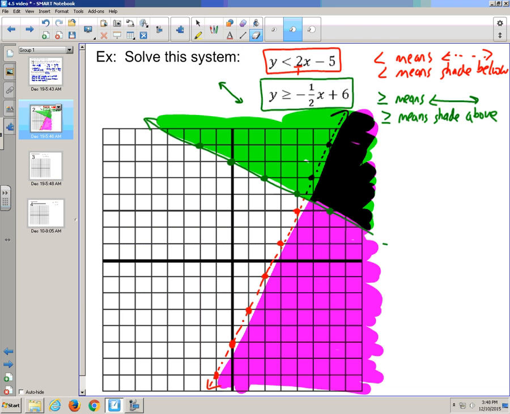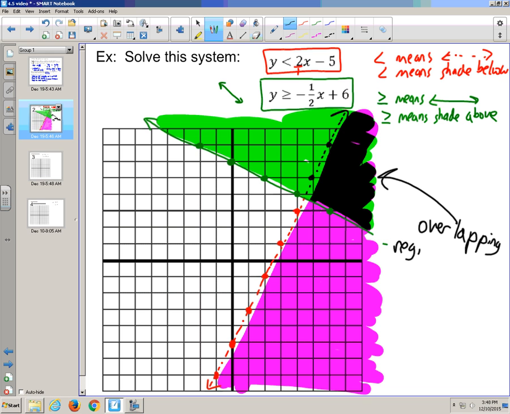So the overlapping region right here, you can see where those two colors of green and the purple, where those overlap, that's your solution. So the overlapping region is a solution. Normally, when we had a system of equations, our solution was a single point. Here we have an infinite number of points, all that are found within that dark shaded region where they overlap. So we're going to do one more example together.